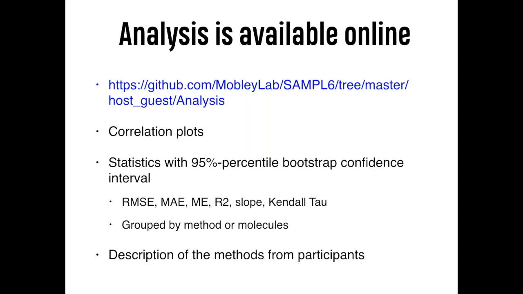I'm not going to get into the details. We're going to have talks and posters later. But all the analysis is available online. Nobody chose to submit anonymous predictions, which I thought was fantastic. The analysis is going to be a work in progress until the paper probably, but you can verify correlation plots and bootstrap statistics grouped by methods or molecules. And all the submissions have been uploaded there, so you can actually go into the method section and see what the participant did.